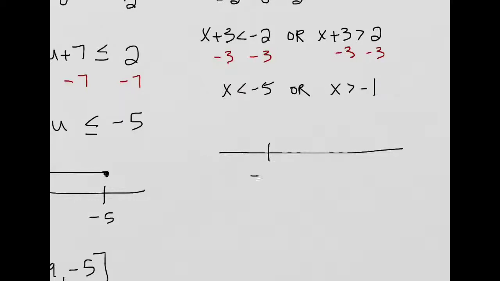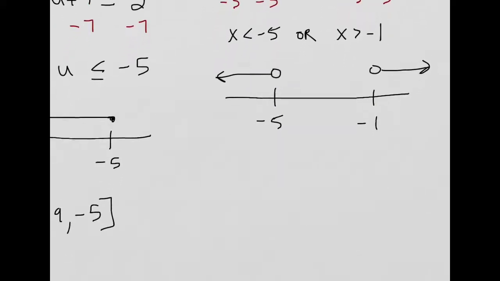well, I've got negative 5, I've got negative 1, and so I want all values of x that are less than negative 5, so open circle and to the left, or I want all values of x that are greater than negative 1, so open circle and to the right.